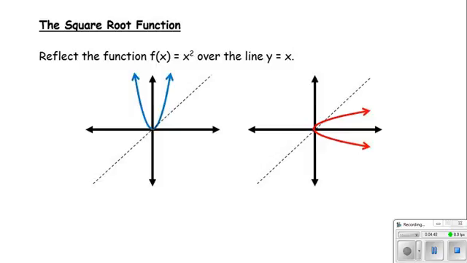So these are graphs that we know, they're just reflections. So if this is the original parabola, and I reflect it over that diagonal line y equals x, this is the parabola that I get. It's a sideways parabola.